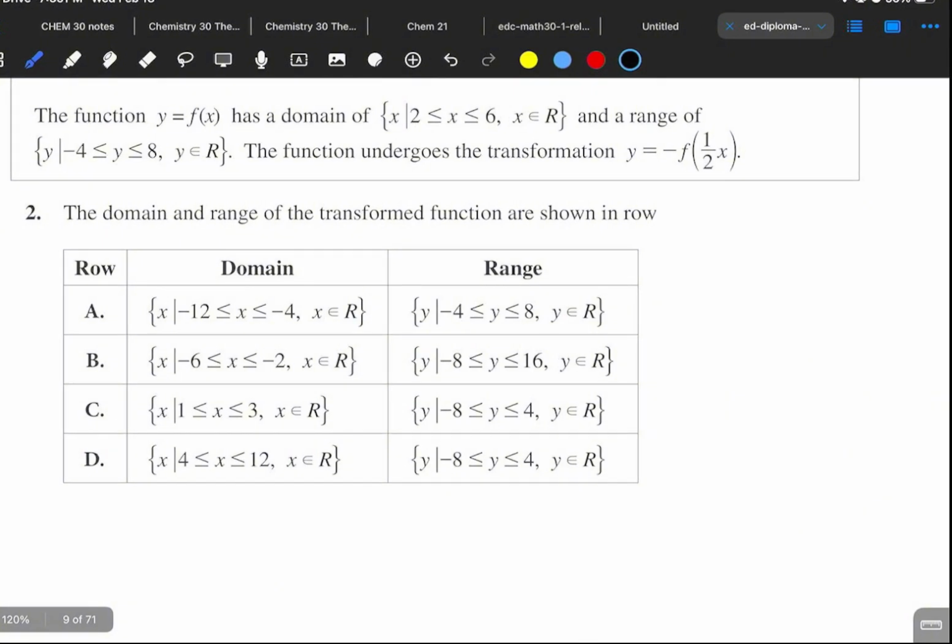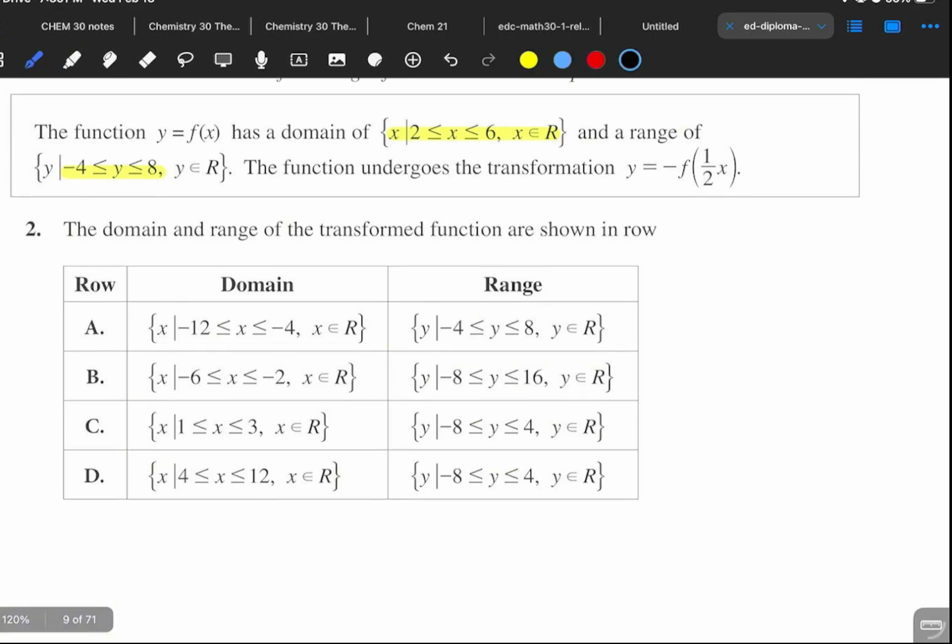So now this one, it says the function f(x) has a domain of x is between 2 and 6, and a range of y is between -4 and 8. And we're asked to find the domain after a transformation of -f(1/2 x).